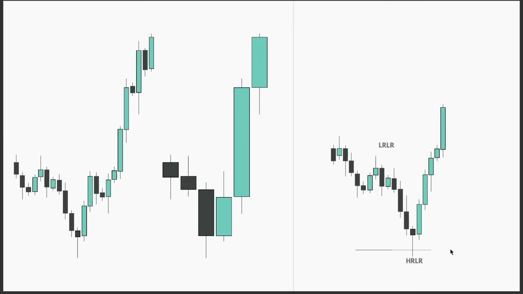The high resistance liquidity run means manipulation. The price is manipulating sell stops and then trading towards the failure swings. There is resting liquidity above here.